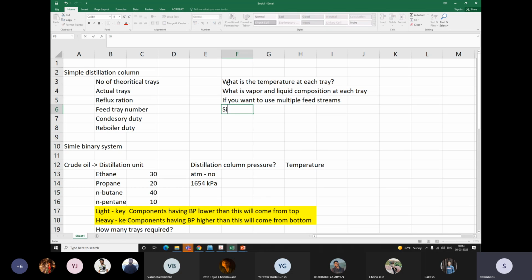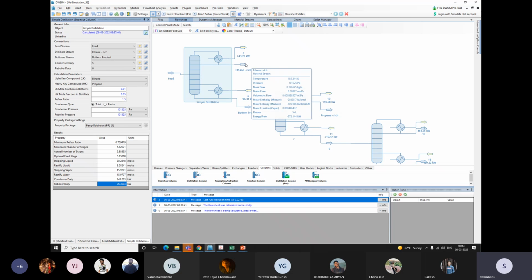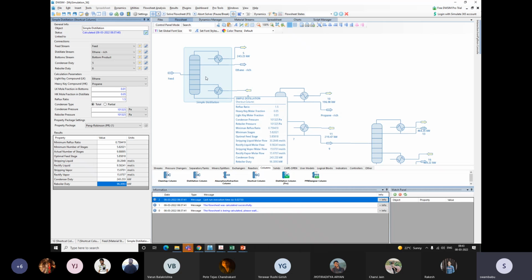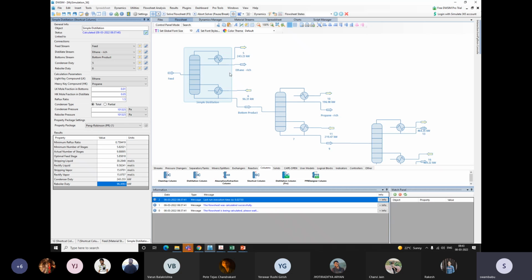And if you want to withdraw side streams, instead of taking only at the top and only at the bottom, sometimes we also draw liquids from the side streams, we cannot use the simple distillation column. If you want to do these four things, we have to use the rigorous distillation column.